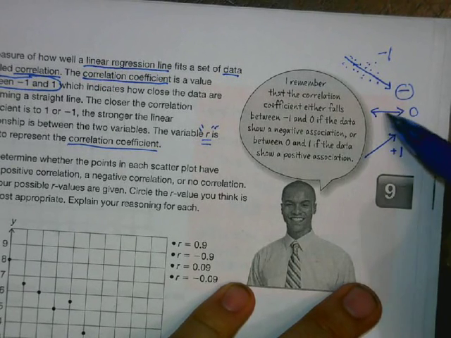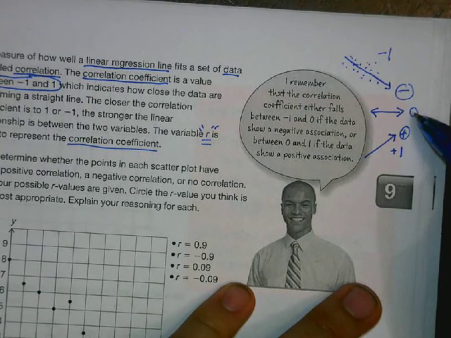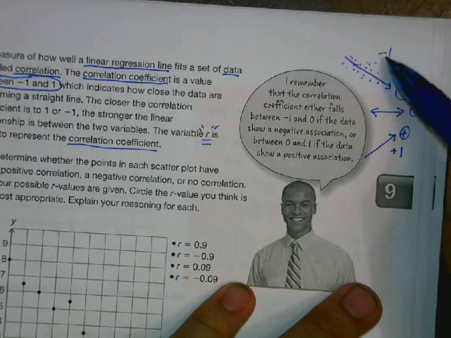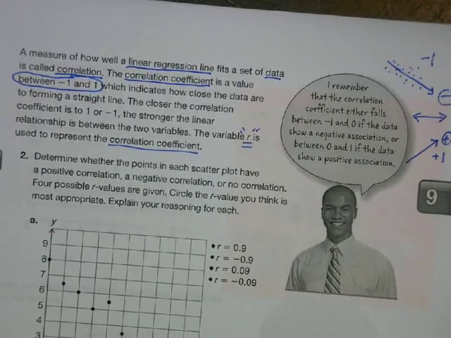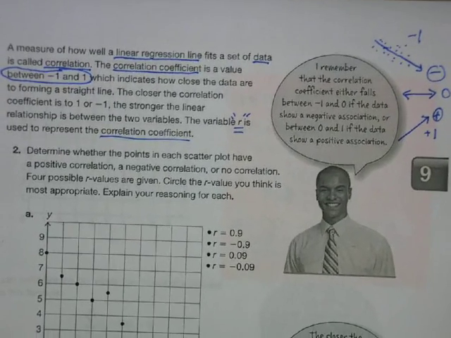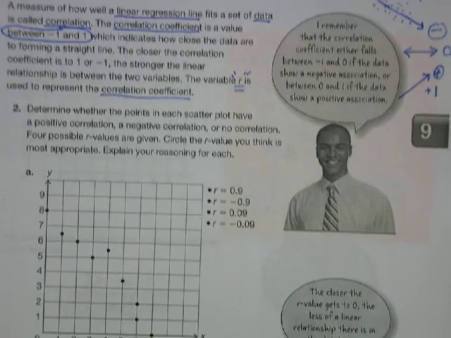Determine whether the points in each scatter plot have a positive correlation, a negative correlation, or no correlation. So right here, positive correlation, negative correlation, or no correlation. Four possible R values are given. Circle the R value you think is most appropriate. Explain your reasoning for each. So we have to explain the reasoning for that. Let me go ahead and move that up a bit.